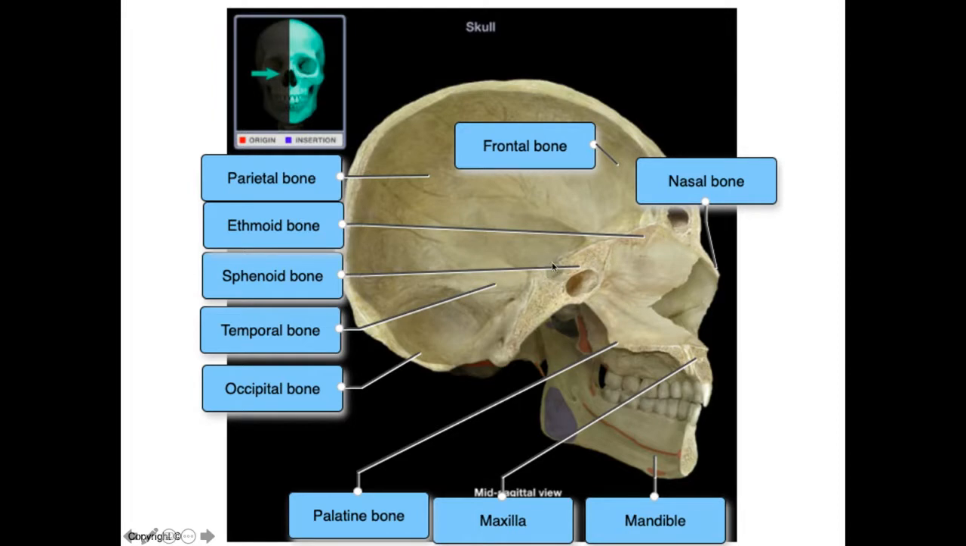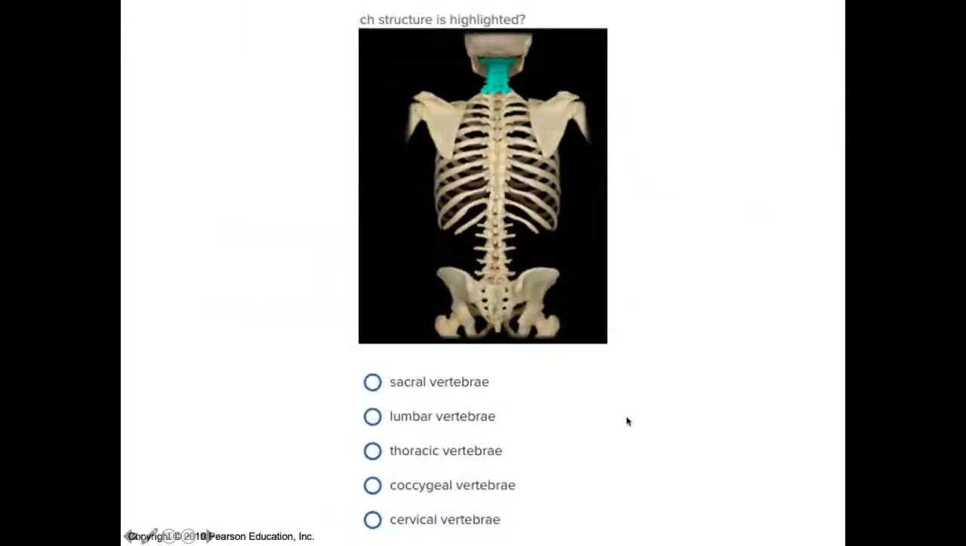So that sella turcica, where the pituitary gland sits, is in the sphenoid. And you'll see that there's a lesser wing and greater wing of the sphenoid bone. The temple region, that's your temporal region. And then here's your occiput. Here's your palatine, like the hard palate. The upper jaw is the maxilla, and the lower jaw is the mandible.